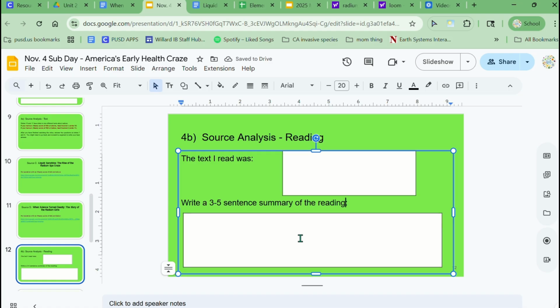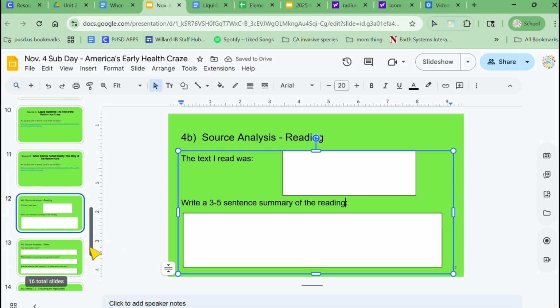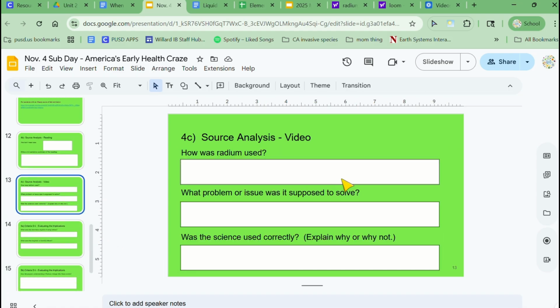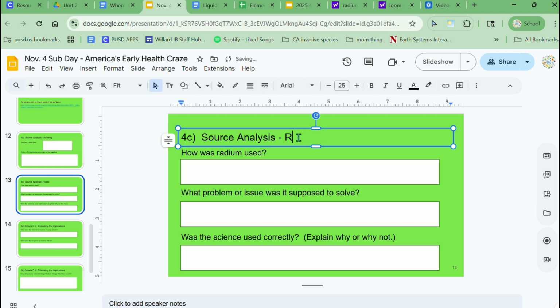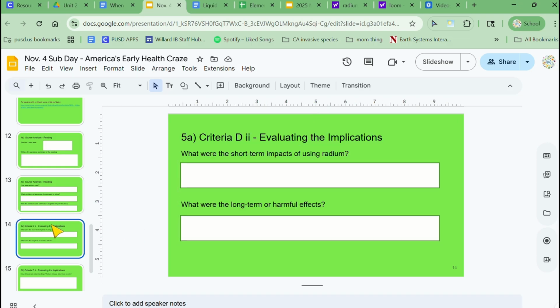Tell me what you read. Again, write a short summary about it, and then tell me how was radium used in that reading, or in that example. What problem or issue was it supposed to solve, and was the science used correctly?